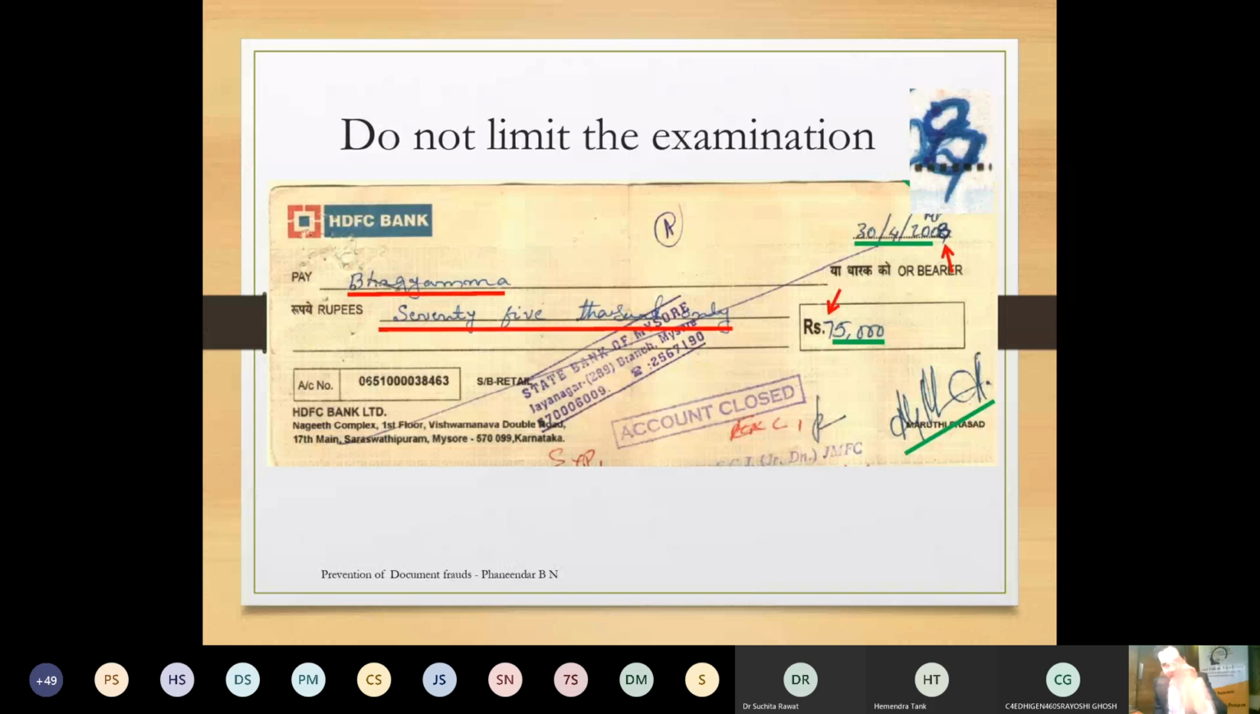But when you look at the ink which was used to alter the numeric 3 to 4 as 8, and the same ink which was used to write 7, and the entire content of Bhagyama 75,000, all these red arrow marks are different ink than that of the green arrow marks. That means in this case, the forensic report did not favor both the parties. This case was settled outside the court actually, because none of the parties were true before they came to the court.